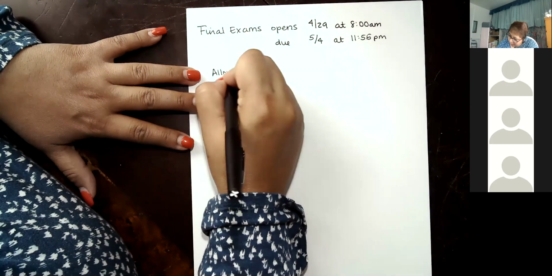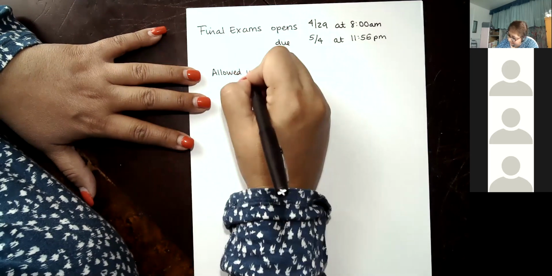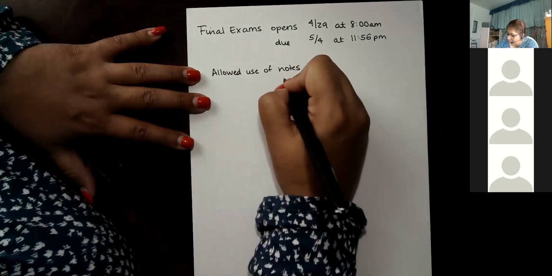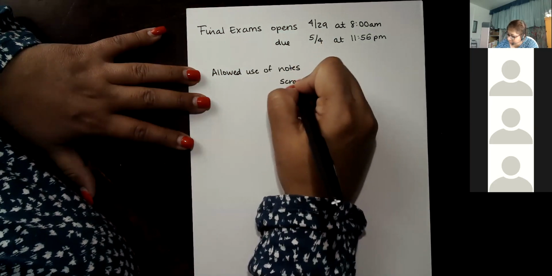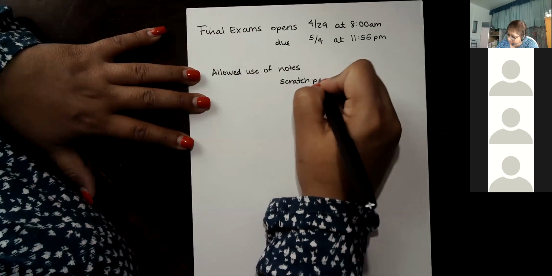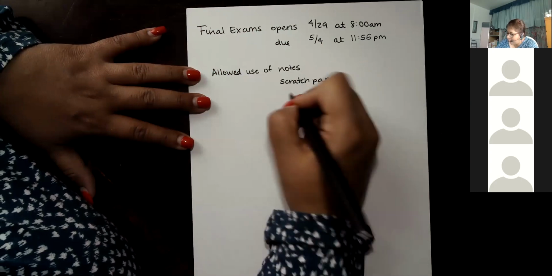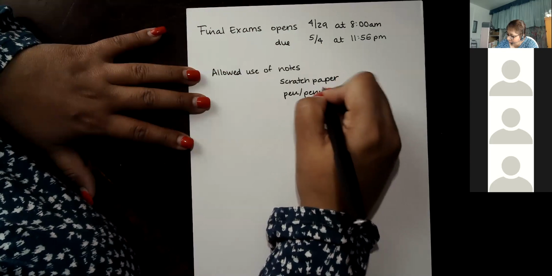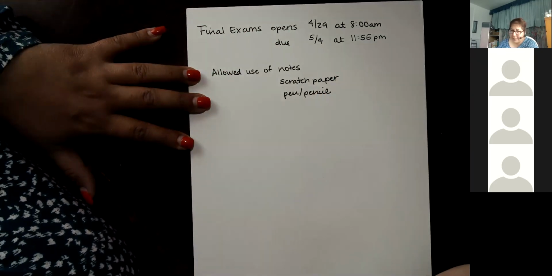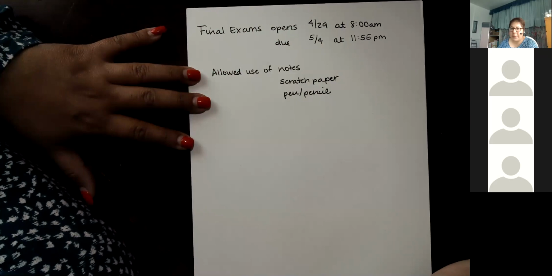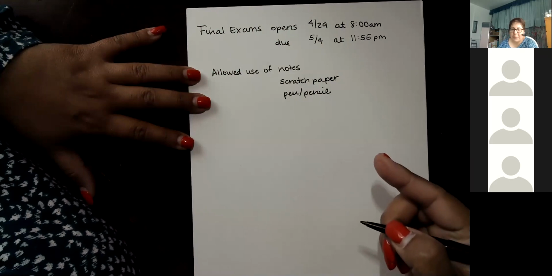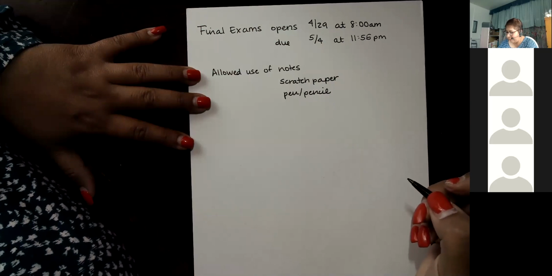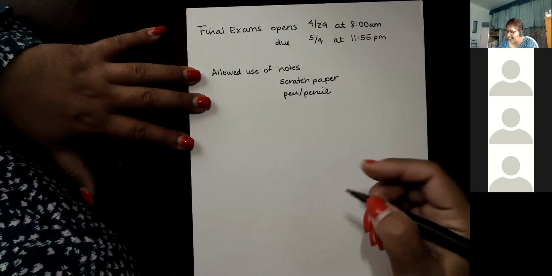You're allowed use of your notes. You might need some scratch paper because there's going to be some genetics problems. You'll need something to write with, pen, pencil. You should not need a calculator. There is a little bit of math, but it's like the math that we've been doing, probabilities. So you will not need a calculator to do your final exam.